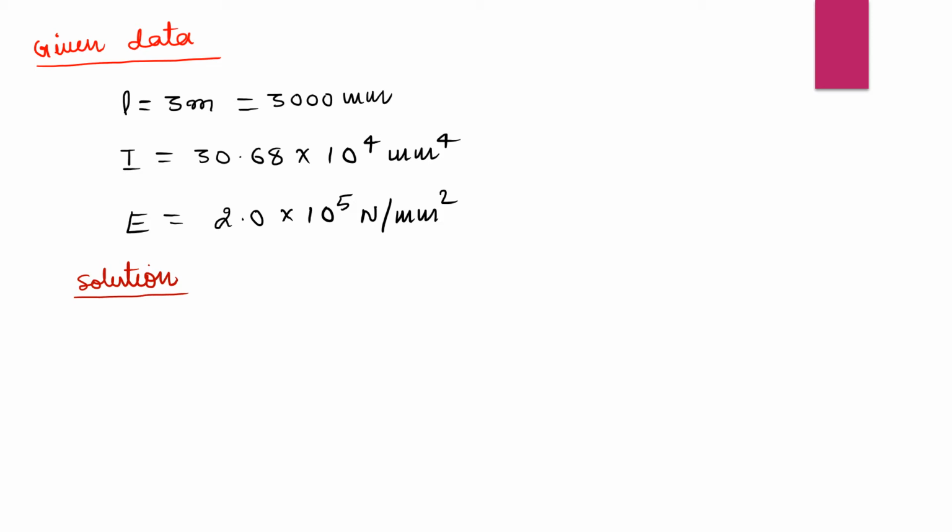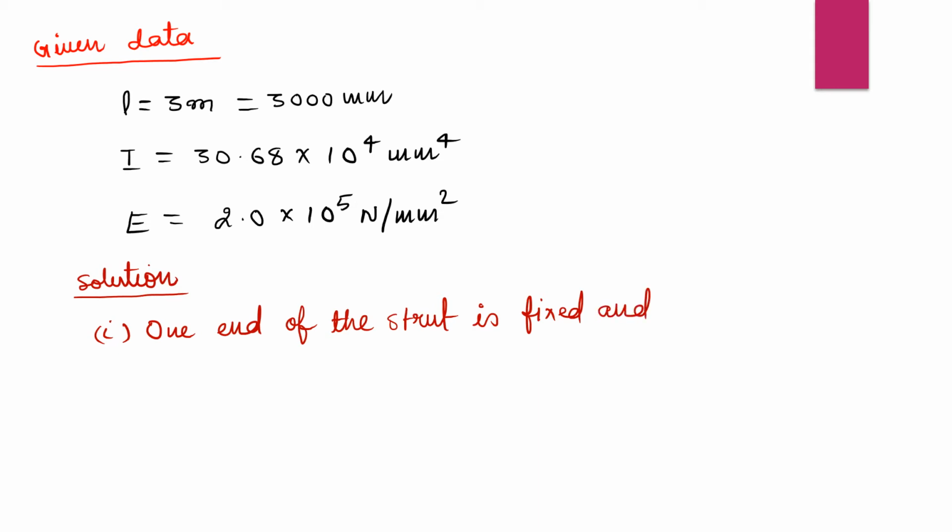So first we will start with our condition 1. What is our condition 1? If one end of the strut is fixed and the other end is free. This is our condition 1.